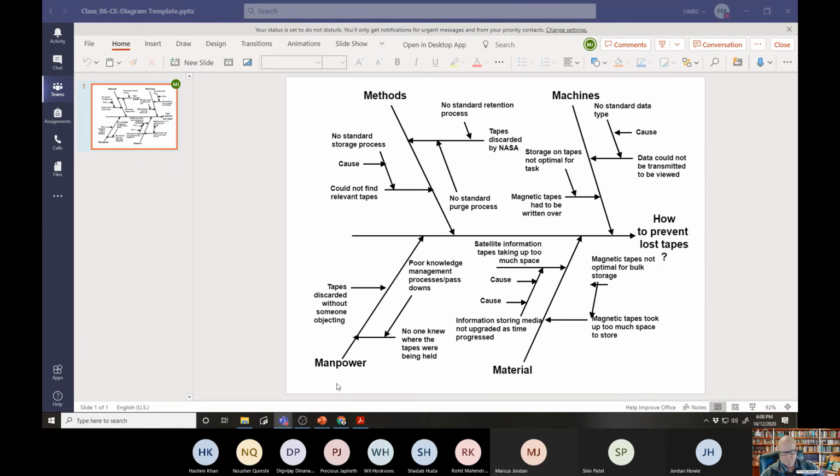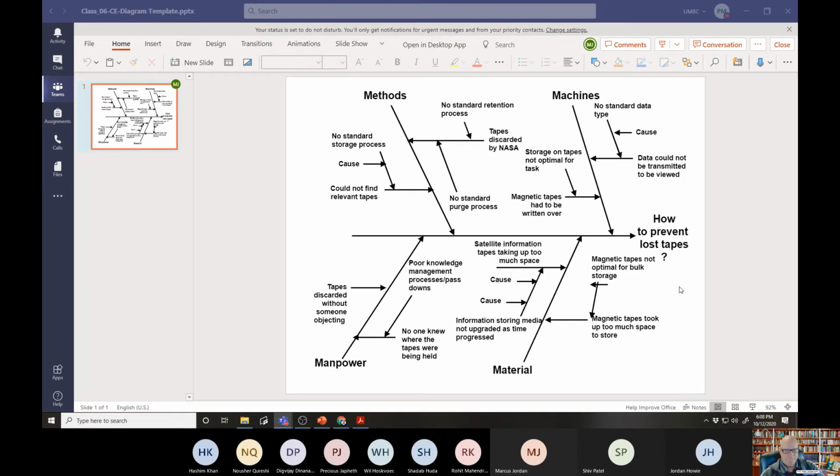And that even goes along with the tapes being discarded without someone objecting or caring that they were the actual moon landing tapes. Yeah, good point. Yeah. I mean, the material was, once again, the magnetic tapes took up too much space and they didn't store enough stuff, so they had to be overwritten, and they just weren't the optimal solution for bulk storage.